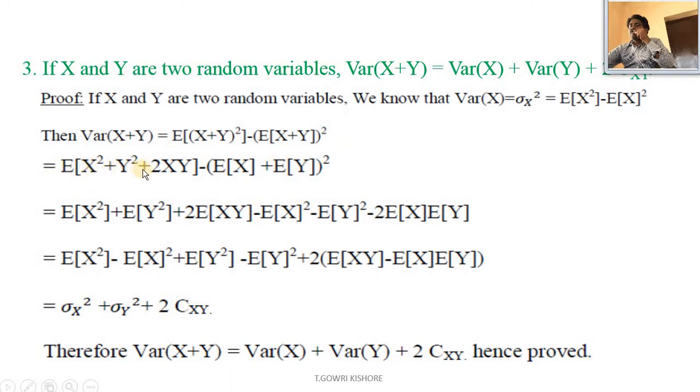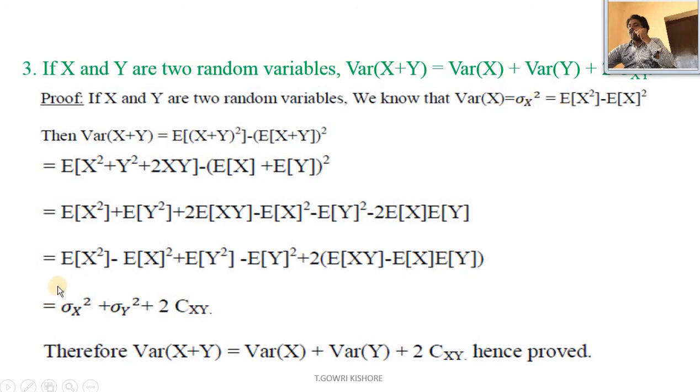Therefore, expectation of x squared plus y squared plus 2xy minus [expectation of x plus expectation of y] whole squared. Expectation of x squared plus expectation of y squared plus 2 into expectation of x into y, minus expectation of x whole squared, minus expectation of y whole squared, minus 2 into expectation of x into expectation of y. And this one, now we can write as expectation of x squared minus expectation of x whole squared, plus expectation of y squared minus expectation of y whole squared, plus 2 into expectation of x into y minus expectation of x into expectation of y.